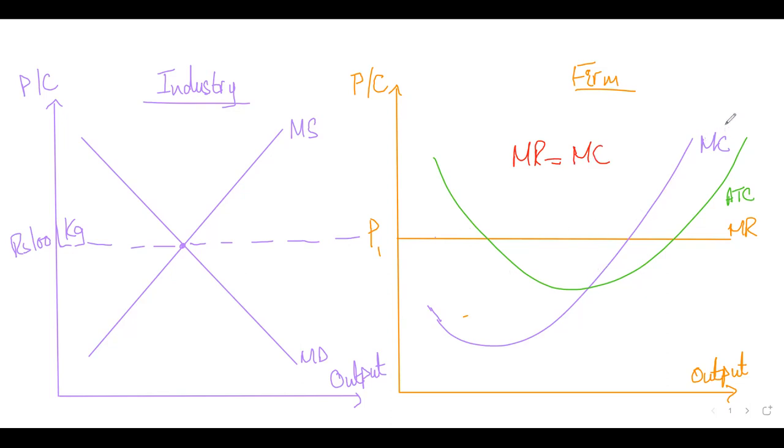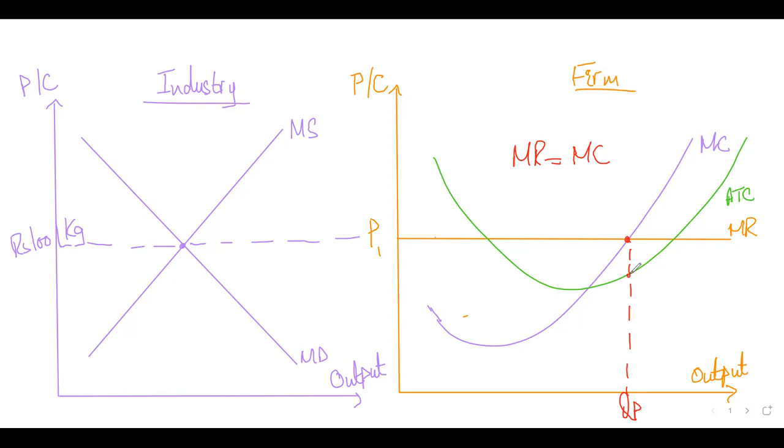Now, where are the two curves intersecting? This purple is your marginal cost, and this orange line is your marginal revenue. The two are intersecting at this point. So what will you do? You'll bring a dotted line down to the x-axis and label that quantity as QP. QP shows that this is the profit maximization quantity.